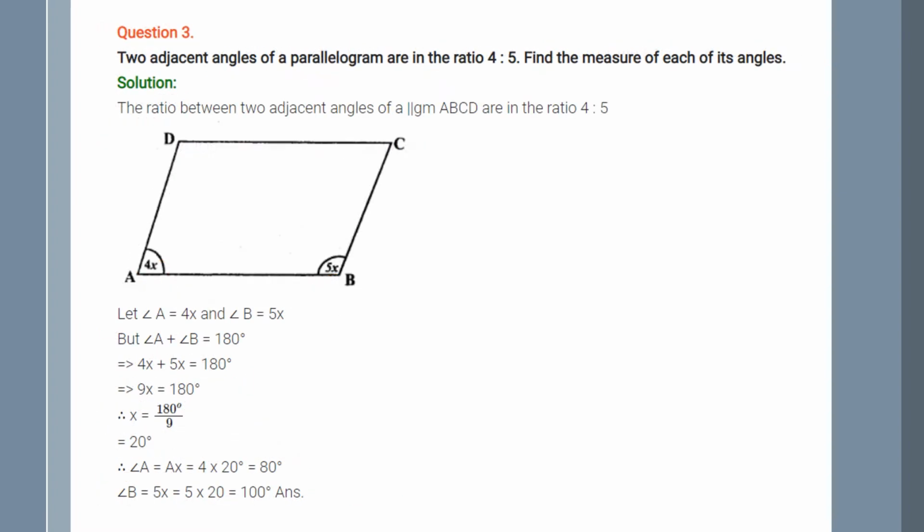Same. Next is: two adjacent angles of a parallelogram are in the ratio 4:5. Two adjacent angles are given to you in the ratio 4:5. You can take it as 4x and 5x, and as you know very well that the sum of adjacent angles of a parallelogram is 180. So A plus B will be 180, 4x plus 5x will be 180, 9x equal to 180, so the value of x will be 20 degrees. And if you want to find the value of A, it is 4 into 20, B is 5 into 20, you will get the answer.